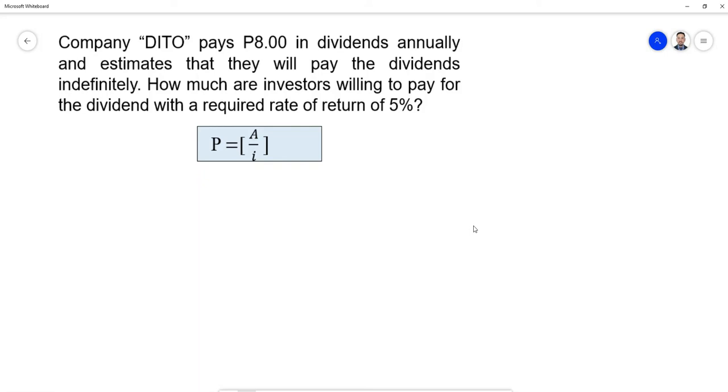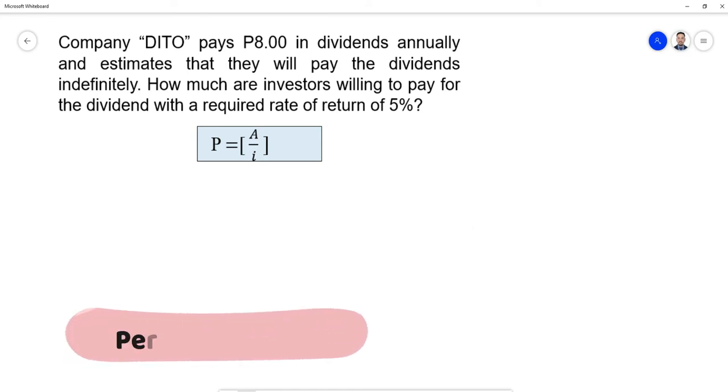Good day. In this tutorial, we are going to solve problems under annuities and capitalized costs. First problem, company Dito pays 8 pesos in dividends annually and estimates that they will pay the dividends indefinitely. How much are investors willing to pay for the dividend with a required rate of return of 5%?